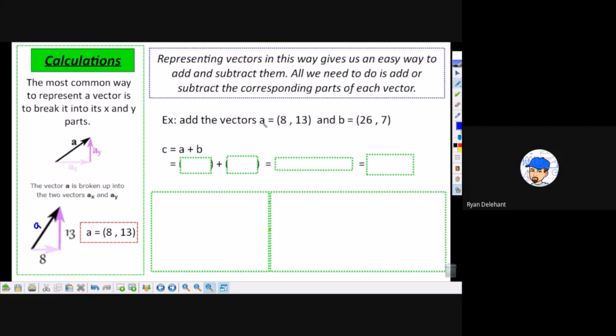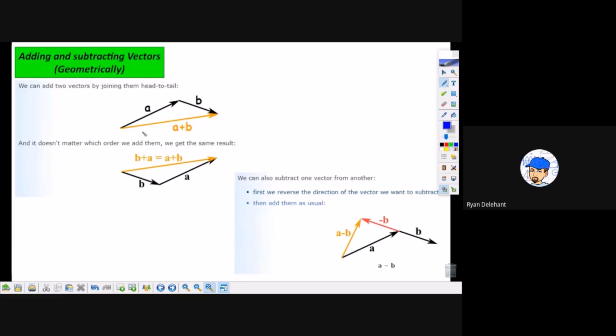So we've got two vectors. We've got vector A and vector B. The X parts are 8 and 26. The Y parts are the 13 and the 7. So if I wanted to add these together and figure out what the resulting vector would be. Now, you've got to think about when we add these things together, we're actually finding another vector. We're finding this orange vector that has its own X and Y components to denote its magnitude and its direction.